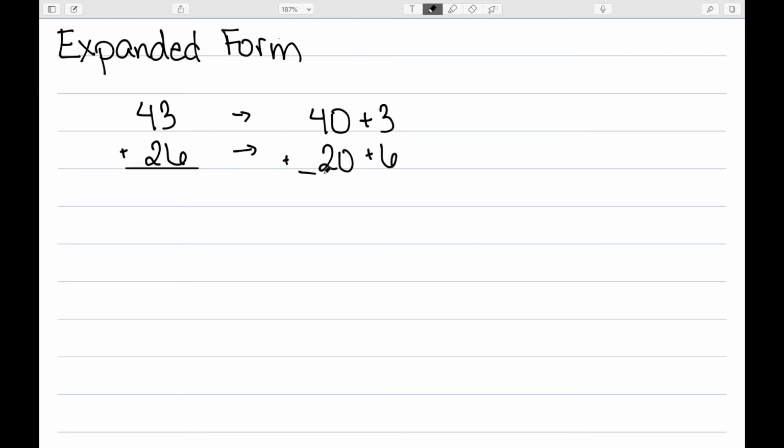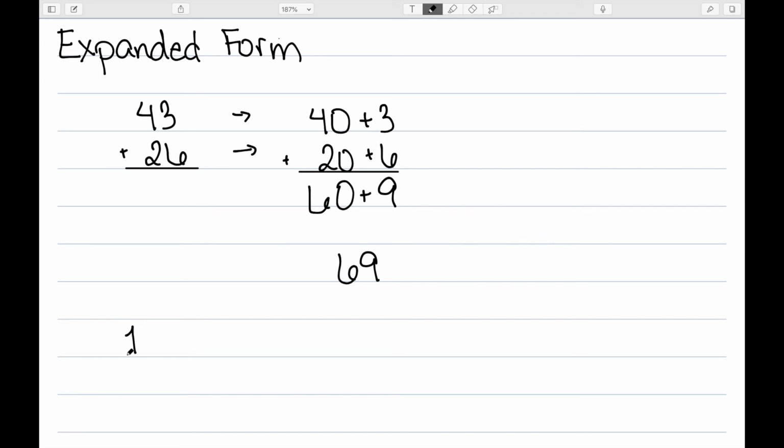I now want to look at expanded form, also known as grouping addition. Let's look at the problem 43 plus 26. The first step is to actually break this problem apart into its expanded form. So 43 is 40 plus 3. 26 is 20 plus 6. We then add together the corresponding pieces. 3 plus 6 is 9, and 40 plus 20 is 60. We then write the number in standard form. 69 would be our total sum.